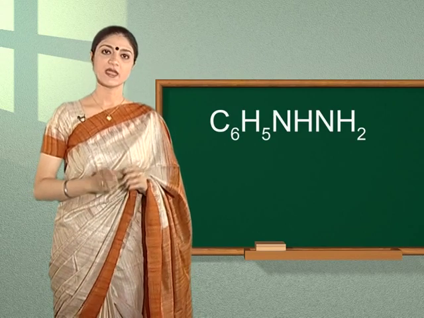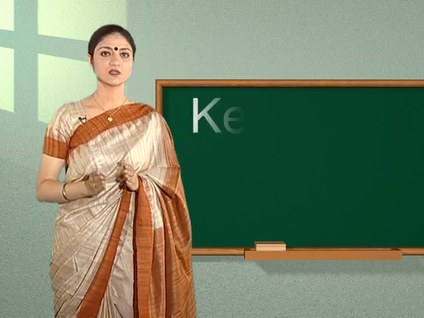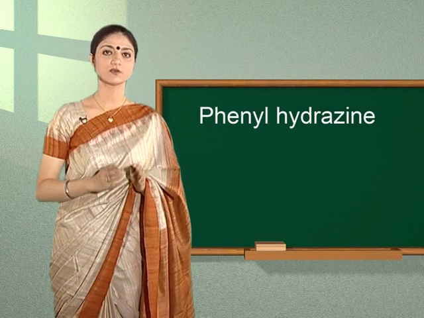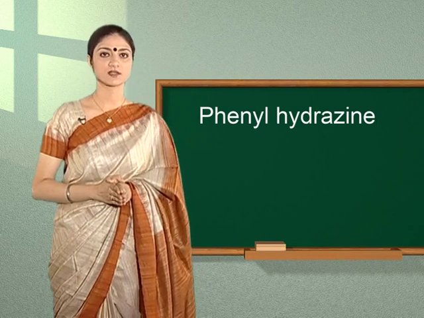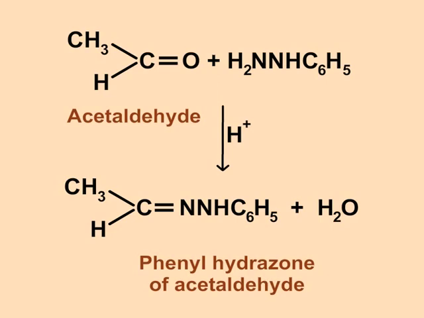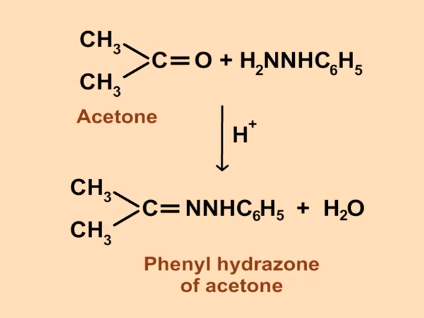Children, let us now learn about reaction with phenylhydrazine, that is C6H5NHNH2. Aldehydes and ketones react with phenylhydrazine in acidic medium to form phenylhydrazones. Acetaldehyde reacts with phenylhydrazine in presence of acidic medium to form phenylhydrazone of acetaldehyde and water. Acetone reacts with phenylhydrazine in presence of acidic medium to form phenylhydrazone of acetone and water.